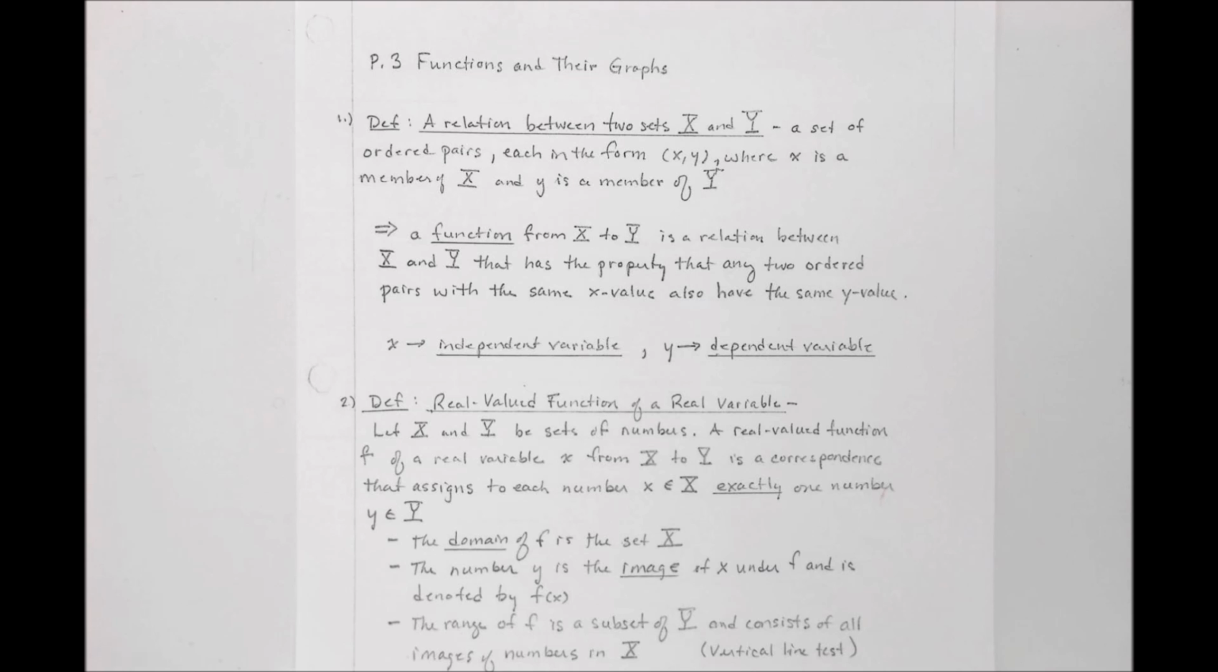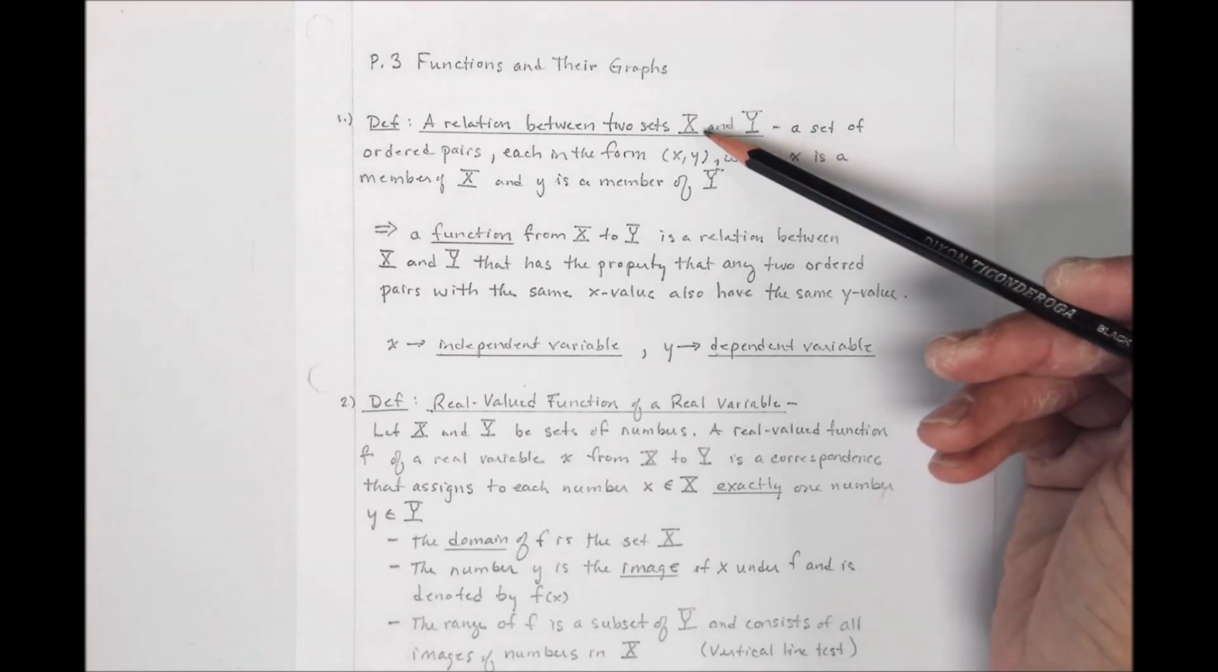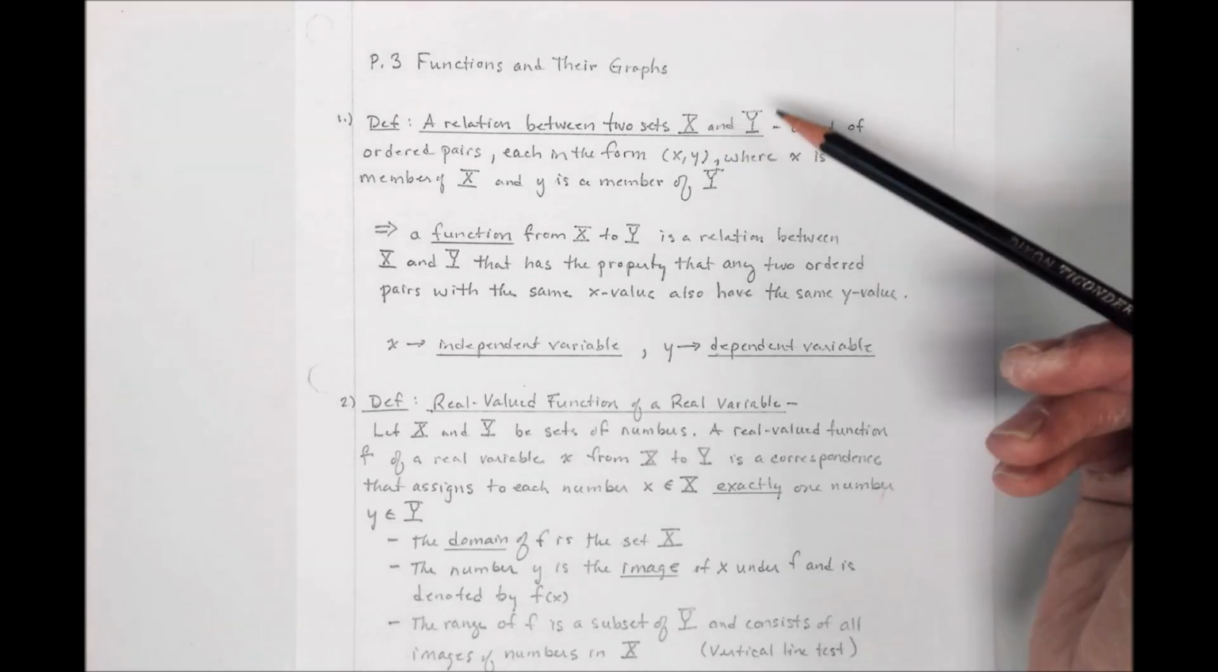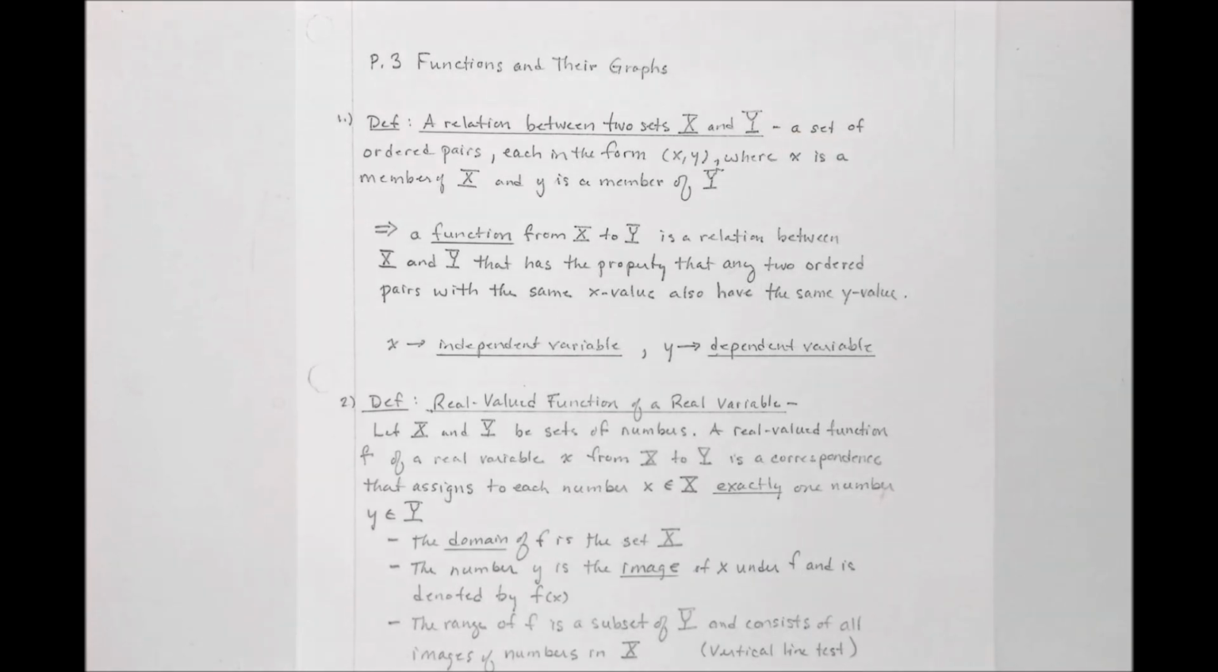Section 3 here has to do with functions and their graphs, and of course with functions you have to have a definition, and before we can start with the definition of a function, we define what we call a relation. A relation between two sets X and Y. Notice my notation here, a capital X and a capital Y. These represent two sets of numbers. It's a set of ordered pairs, each in the form (x, y), where x is a member of the set X and y is a member of the set Y.